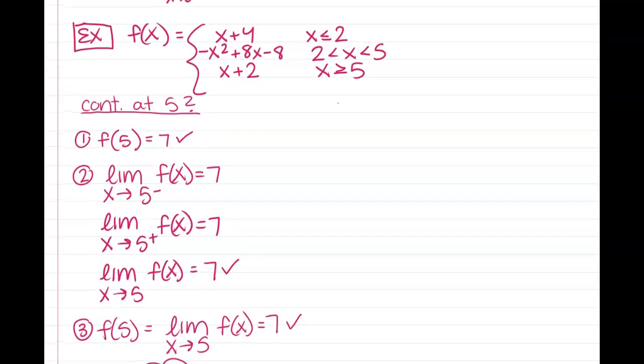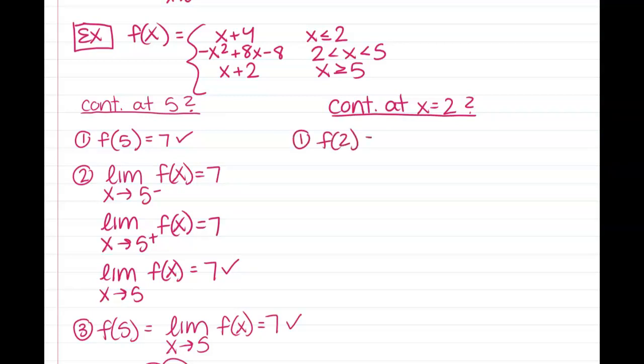Now let's check if it's continuous at 2, because we have to check both places where the function changes direction, or basically all the numbers you see on the right over here with the inequalities. So step 1, f of 2, does it exist? Sure, x is less than or equal to 2, 2 plus 4. F of 2 is 6.